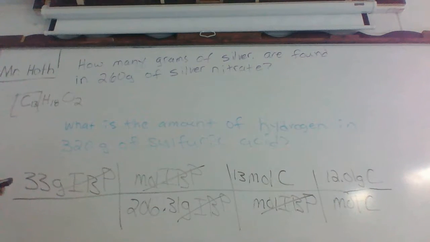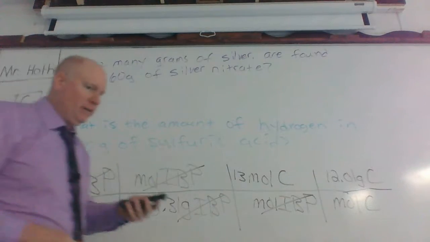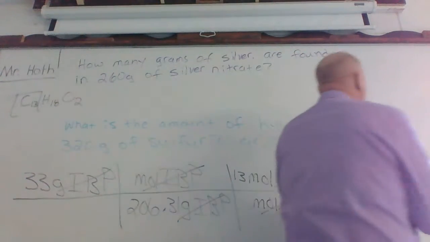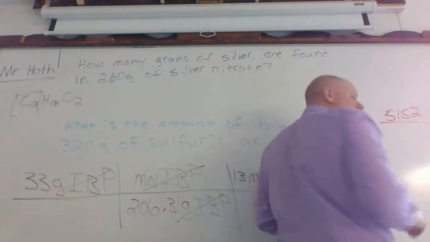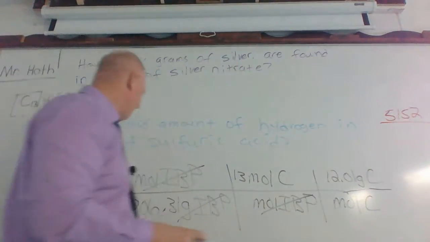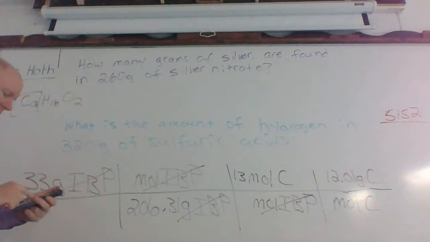Well, let's go ahead and take 33 times 13 times 12.01. That gives us 5152. But we've got the bottom to go yet, which is 206.